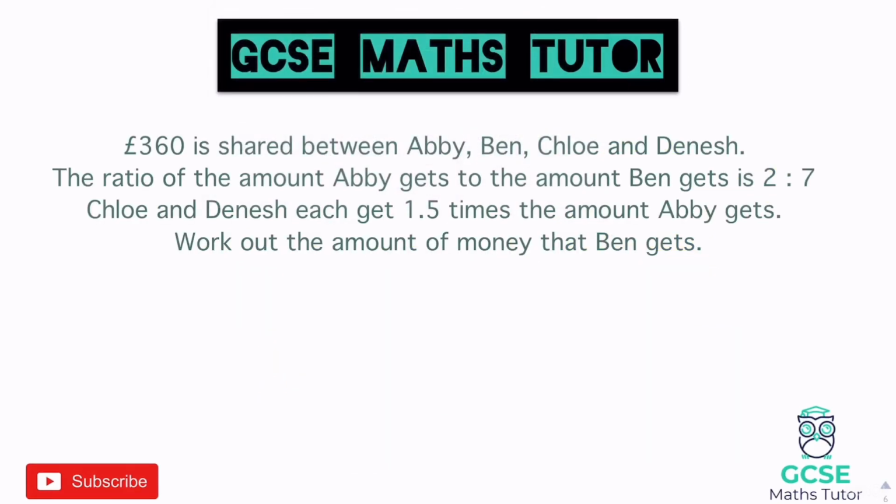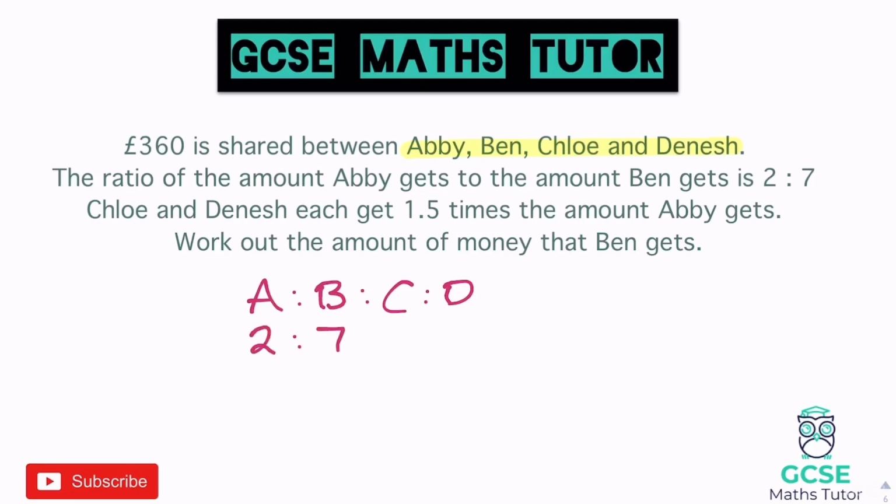Okay, so this one's slightly more complicated because, as you can see at the top, we've got £360 shared between Abby, Ben, Chloe and Dinesh. So there's 4 people in this one. So let's have a look. It says the ratio that Abby gets to the amount Ben gets is 2:7. So we've got Abby, Ben, Chloe and Dinesh, and Abby to Ben is in the ratio 2:7.